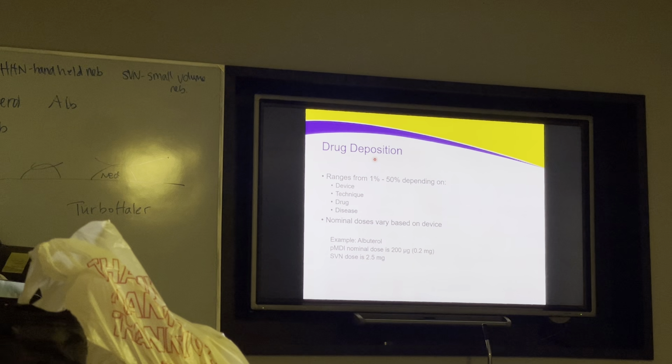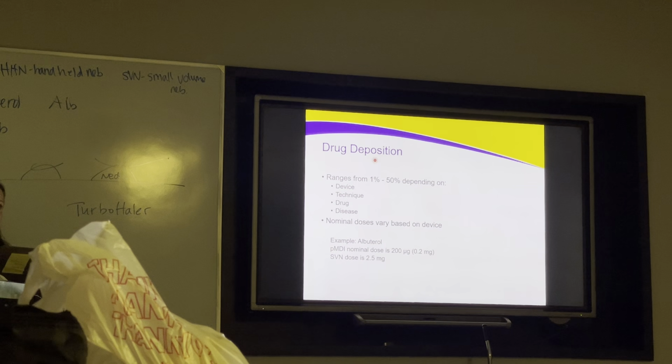So how do we increase deposition? Because deposition means this. Is it getting to my target? Okay, am I depositing it where I want it to be deposited? All right? So deposition really depends on the device you're using, the technique the patient and the therapist use in education to make sure it's taken correctly, the drug that you're delivering, which we talked about, and then the type of disease you're treating. All right? Those are the 4 big things that impact how well drugs are deposited, okay?